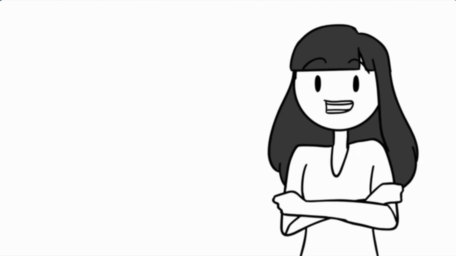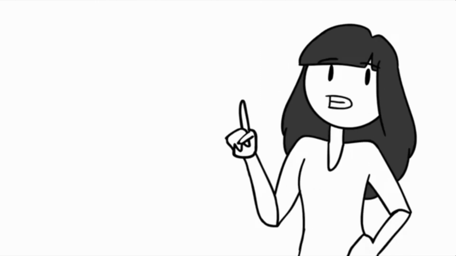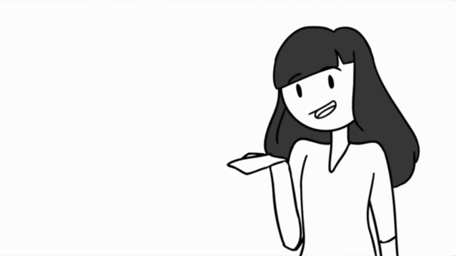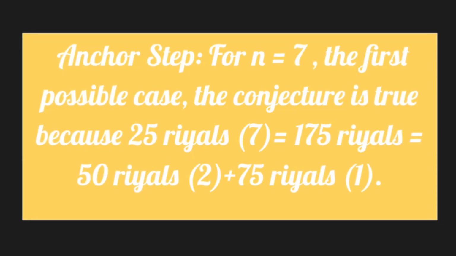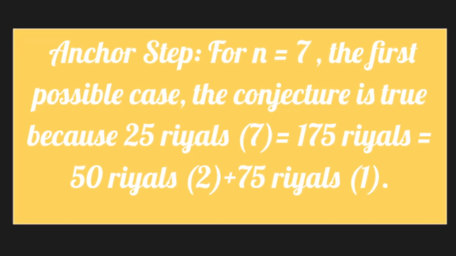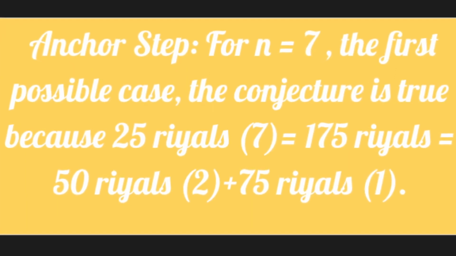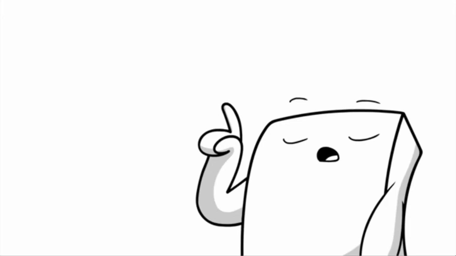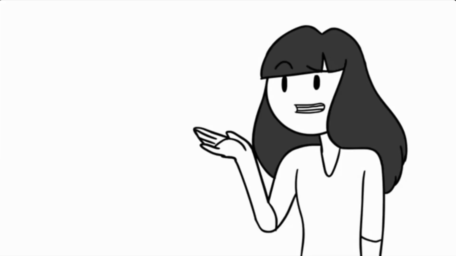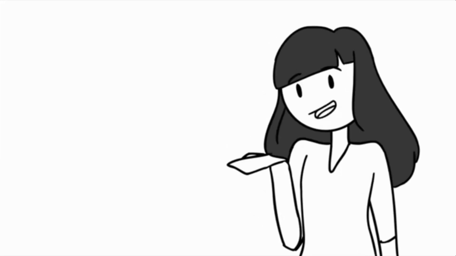So next is anchor step. For n equals 7, the first possible case, the conjecture is true because 25 reals times 7 equals 175 reals, which is the same as 50 reals times 2 plus 75 reals times 1, which is also equal to 175 reals. Now we have inductive hypothesis.